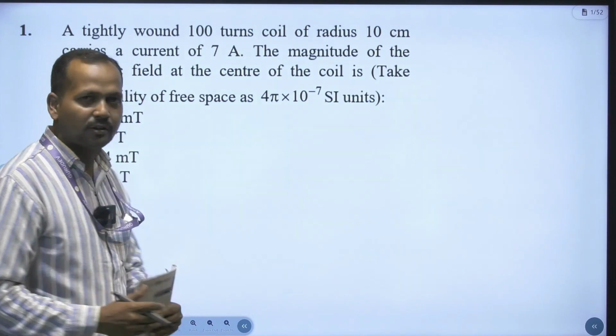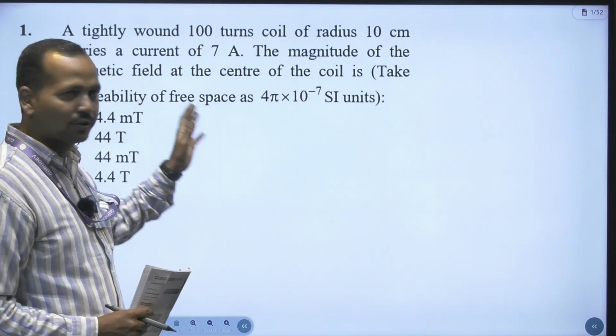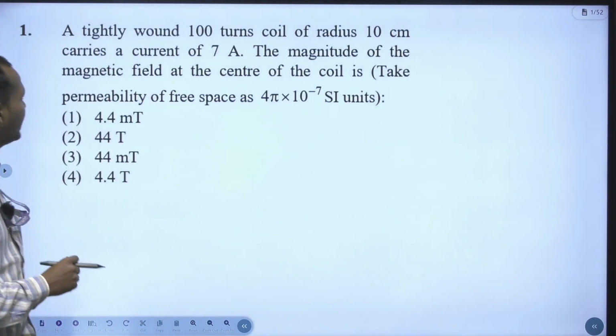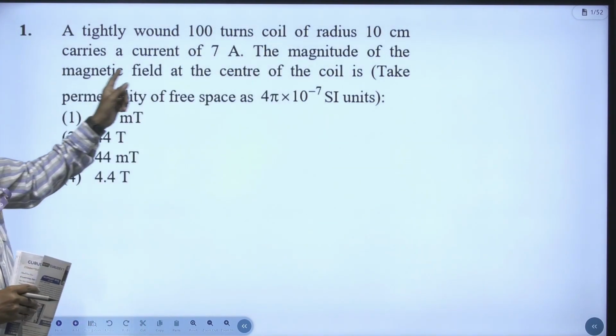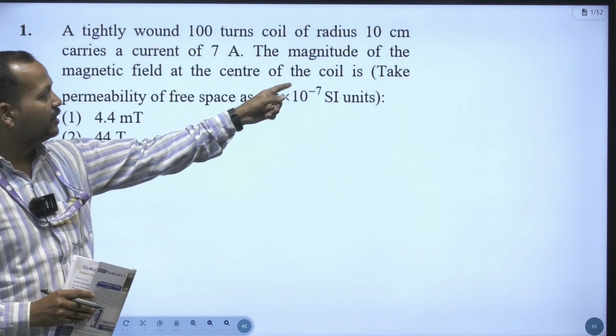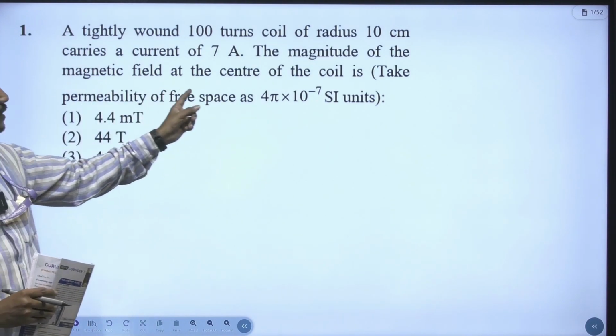Now without hesitation we'll start with the first question. The question is that a tightly wound 100 turns coil of radius 10 centimeter carries a current of 7 ampere. The magnitude of the magnetic field at the center of the coil.